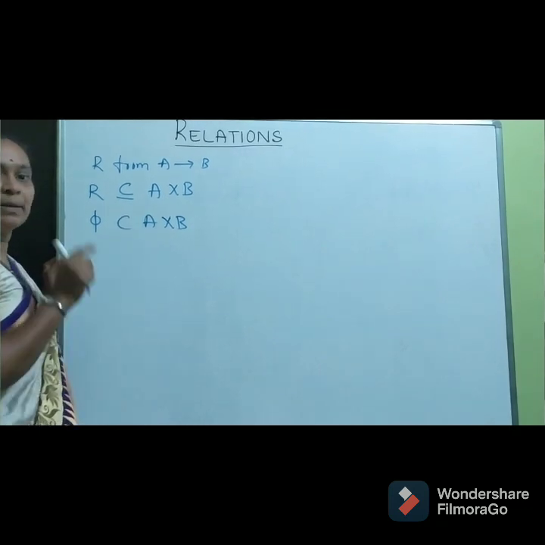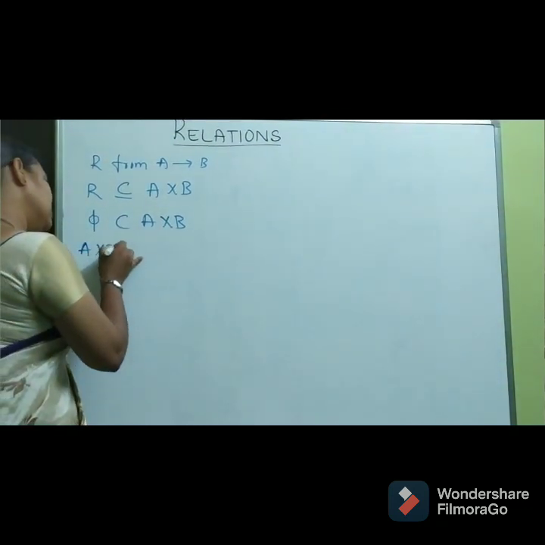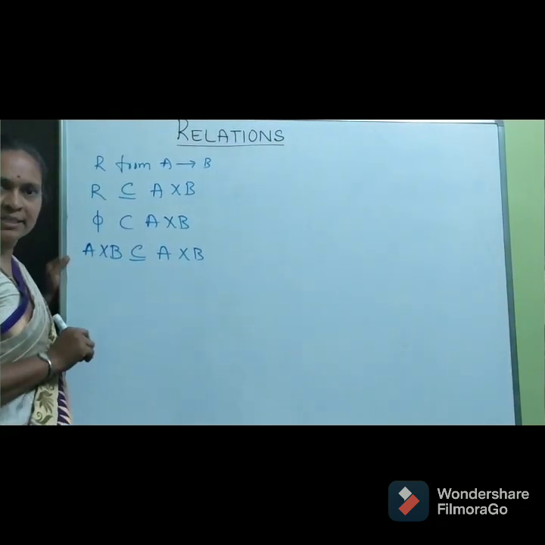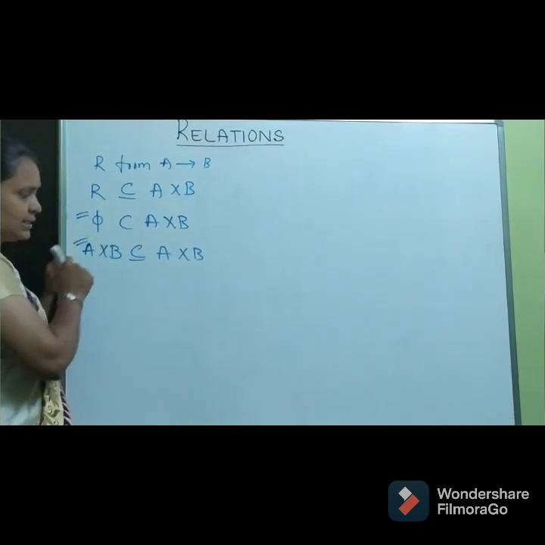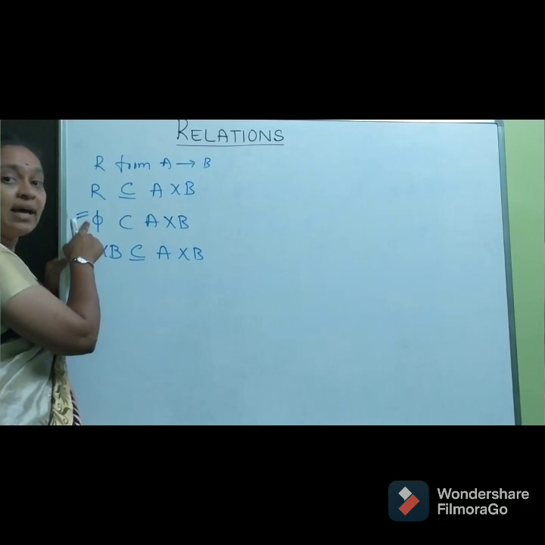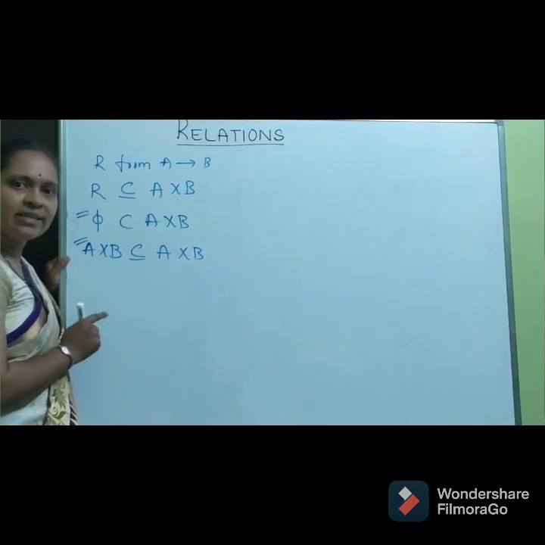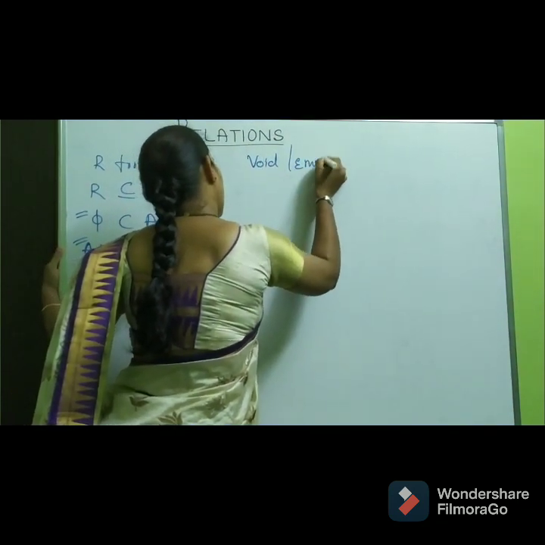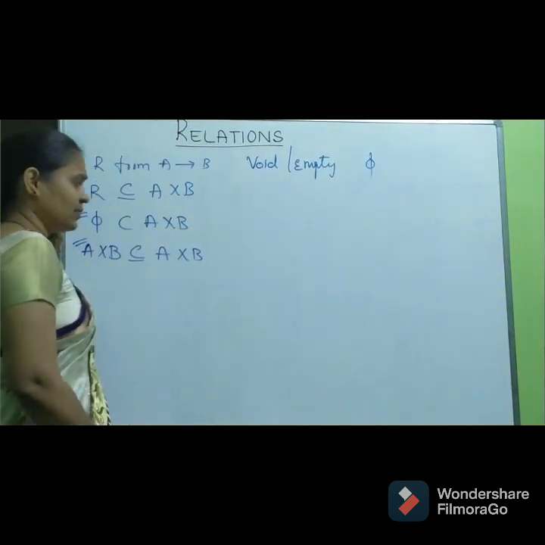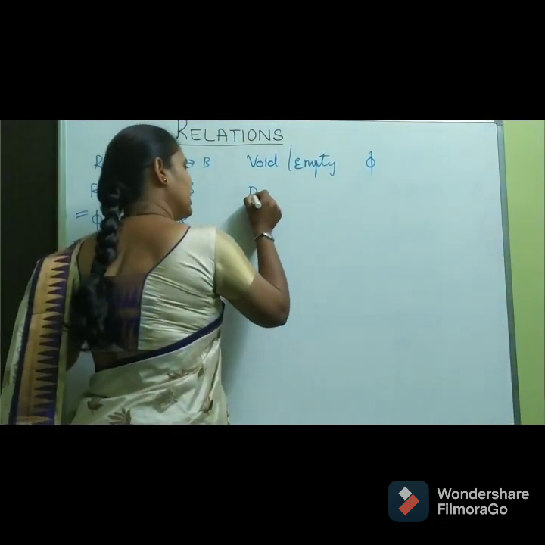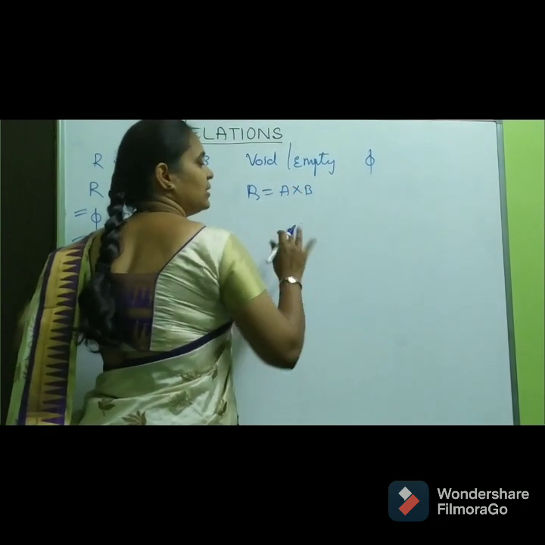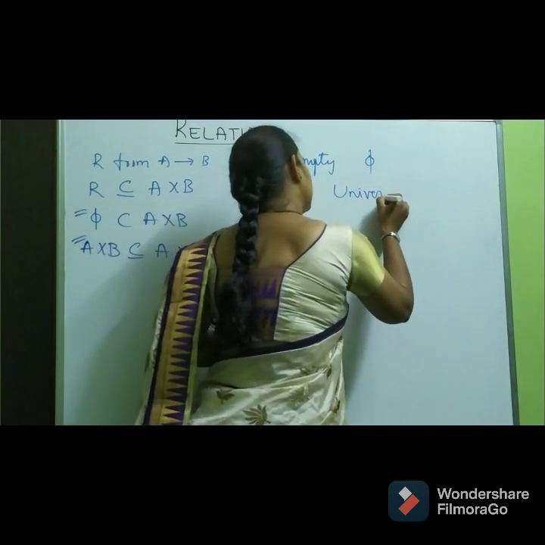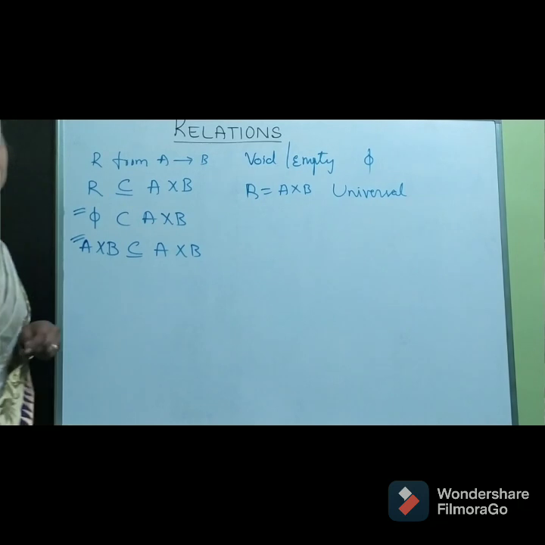You also know every set is a subset of itself. So A cross B is a subset of A cross B. Therefore A cross B is also a relation. These two are important relations. The null set, or null relation, is also called a void relation or empty relation. And if R is equal to A cross B, the whole Cartesian product itself, then this is called the universal relation.